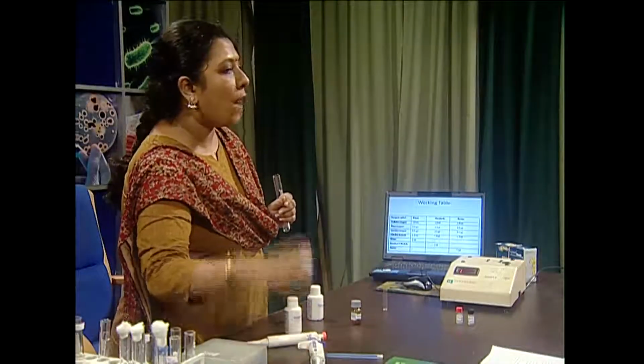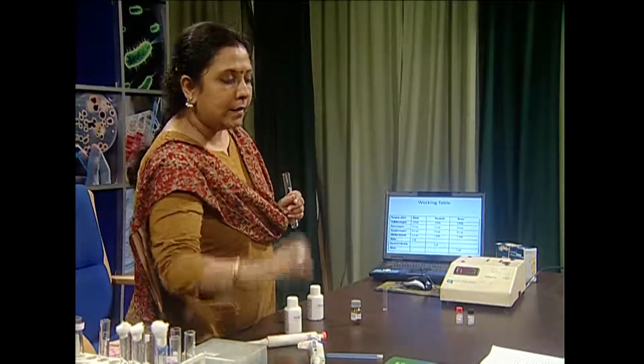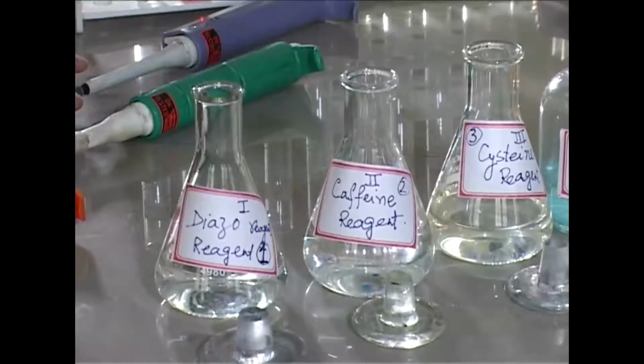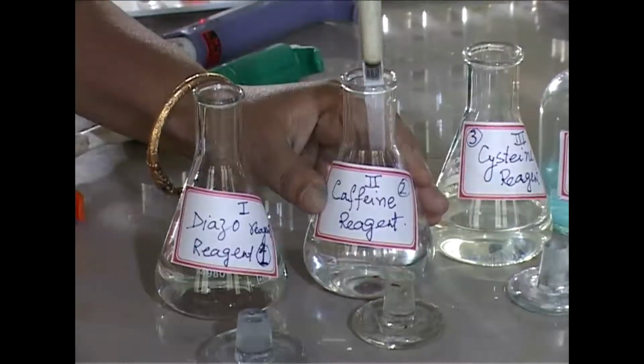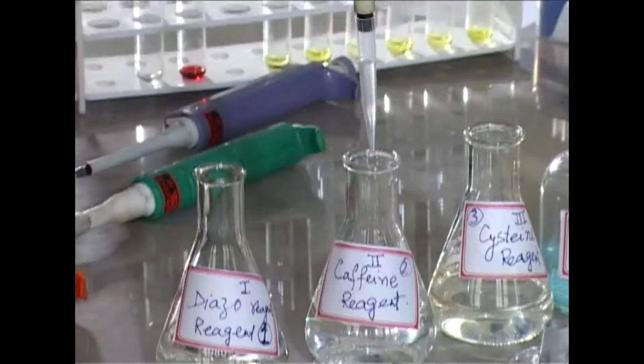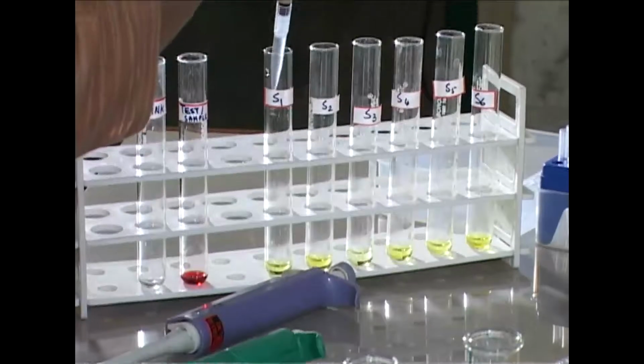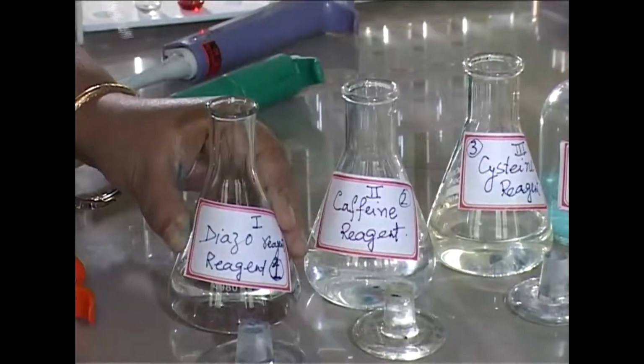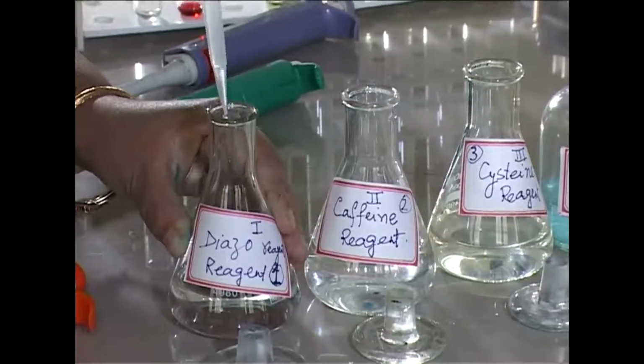You will take 1 ml of water to make auto zero in the colorimeter, and you will take 1 ml of serum sample. In case of standard, you will take 1 ml of standard solution each. Then what will you add? According to the working table, the caffeine reagent will be taken 1 ml. So which one is the caffeine reagent? The reagent number 2. So reagent number 2 will be taken 1 ml. Diazo reagent, that is solubilized within hydrochloric acid, that is reagent 1. Reagent 1 will also be taken 1 ml.